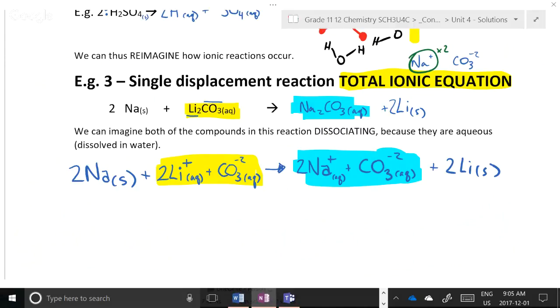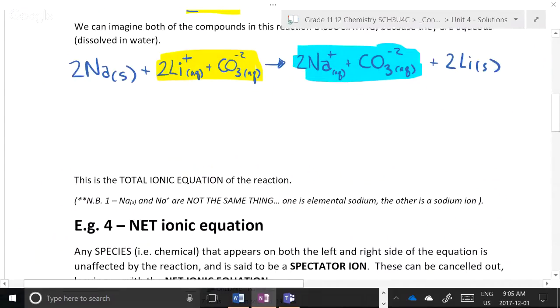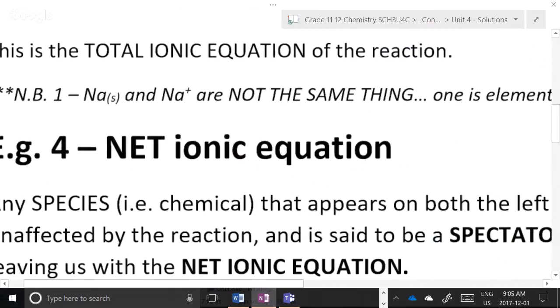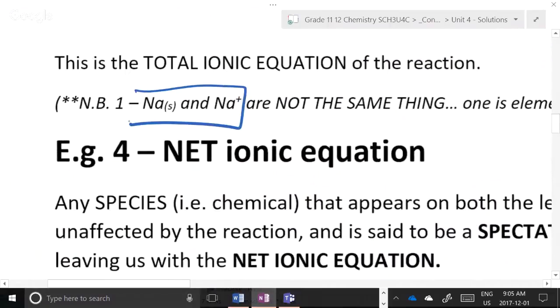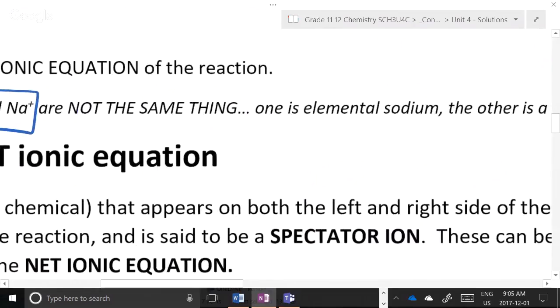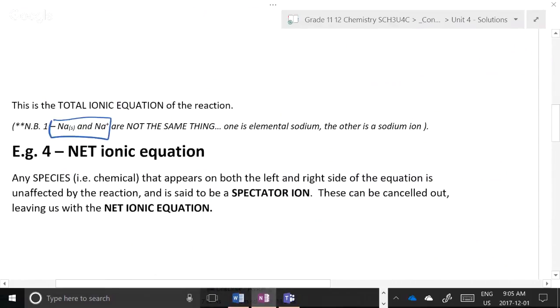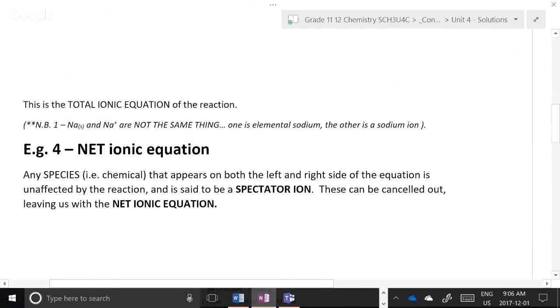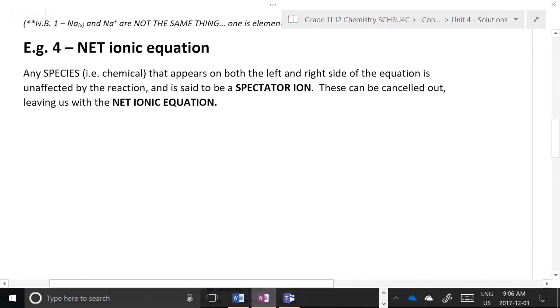Ions have charges. You know this because if you touch a piece of copper metal, it doesn't electrocute you. It isn't charged. And I want to make a note: don't forget that solid sodium and sodium ions aren't the same thing. They behave chemically very differently. One is elemental sodium, the other is a sodium ion. They're not the same thing.